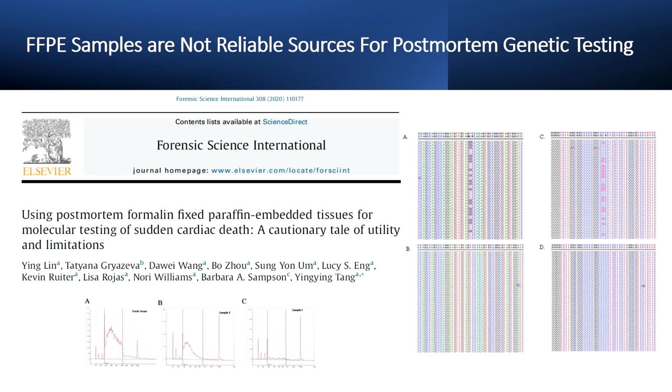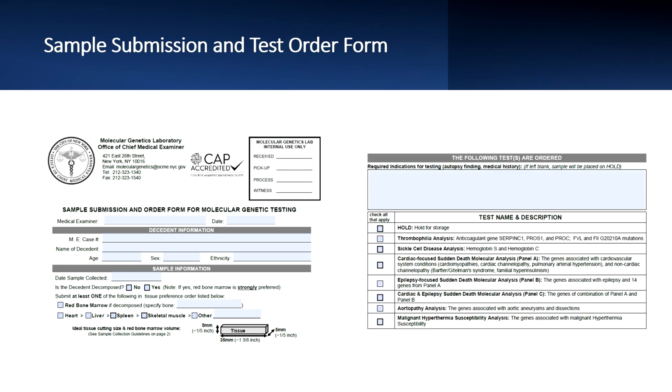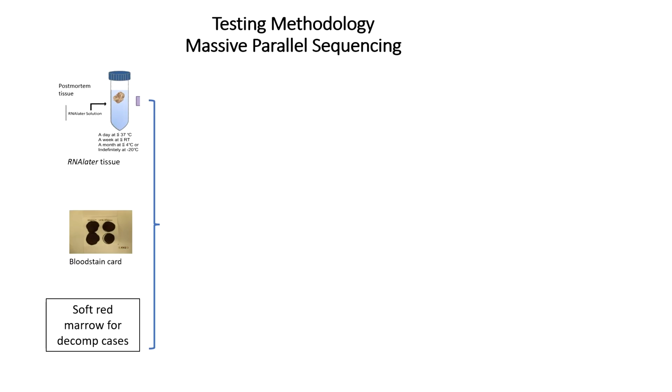The sample submission and the test order form need to be filled out for each case. The top of our requisition form requires information of the case with a unique identifier, and at the bottom of the form, we collect the test order and its indication. Collected samples and the test request form are brought to our laboratory through the evidence unit following strict chain of custody rules. Once samples and the test order are received in the laboratory, testing will begin.